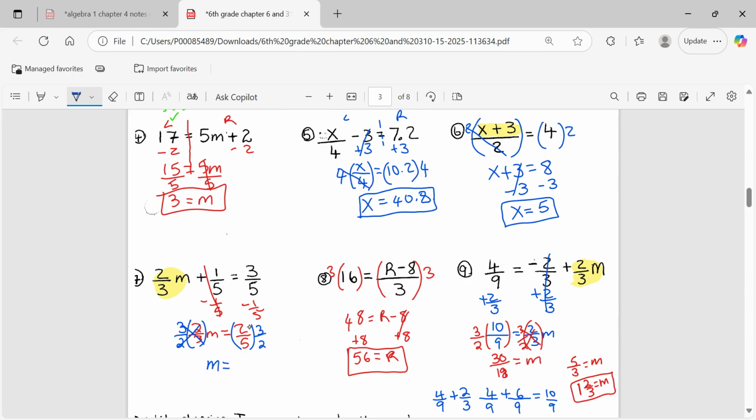And then I multiply straight across for a fraction. So 2 times 3 gives me 6. 5 times 2 gives me 10. And so your m is equal to 6 over 10. If I simplify, divided by 2, it is going to be equal to 3/5.